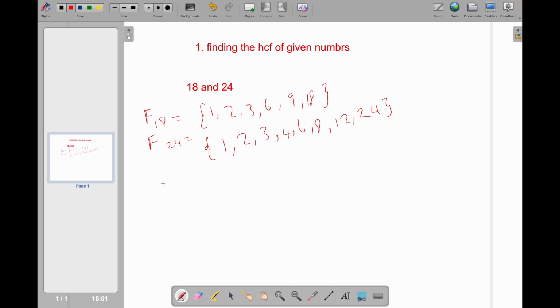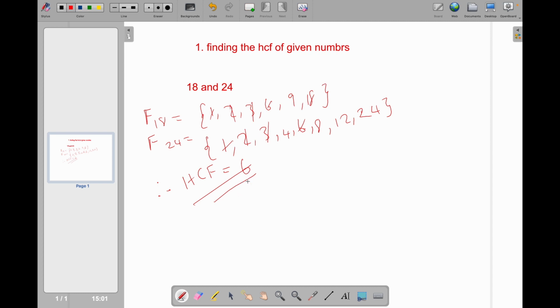And then we are looking for the highest common factor. Is there something higher than this? 4 is not common, 6 is common, so we have 6 and then nothing else. So the highest common factor of 18 and 24 is 6. So that's method number 1.